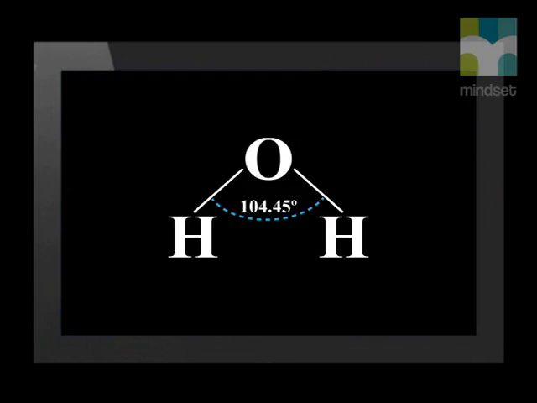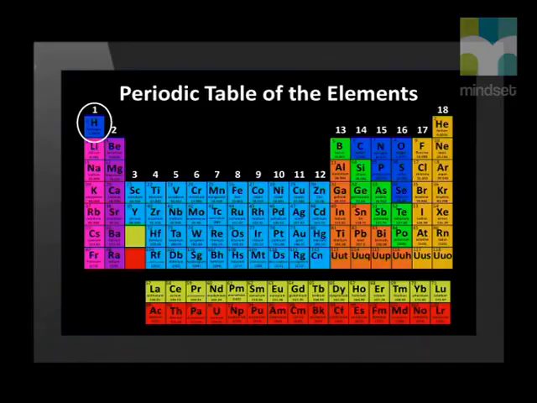Here, we can see that the molecule has an angular shape with a bond angle of approximately 104 degrees between the two hydrogen atoms and the oxygen atom. In order to understand the shape of the water molecule, we need to investigate the electron structure of the atoms that make up the water molecule. Let's do this using a Lewis diagram.